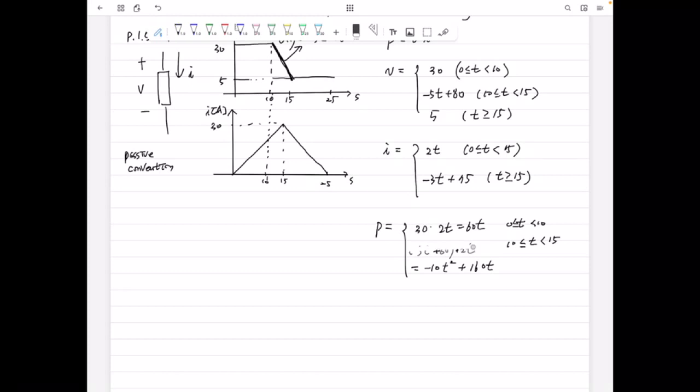So we rewrite here: minus 10t square plus 160t. Then after t is larger than 15, the voltage is 5 and the current is minus 3t plus 75. So it will be minus 15t plus 375. So we have the three things here, so we can draw the power.